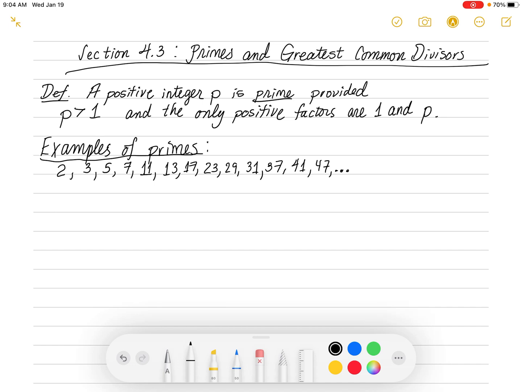It turns out that there are infinitely many primes. That's a fact. That was proven by Euclid of Alexandria, I believe sometime around 200 BC. So a theorem by Euclid: there are infinitely many primes. That means the primes go on forever.